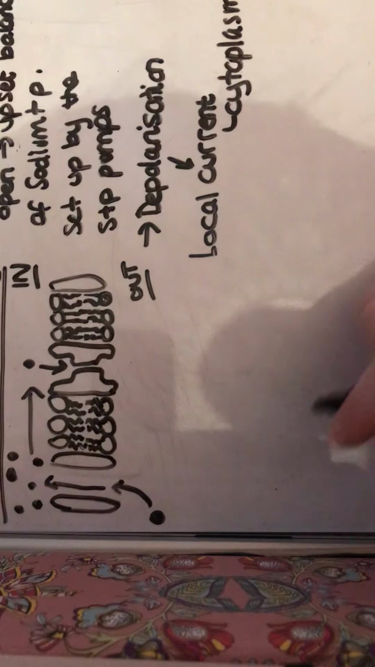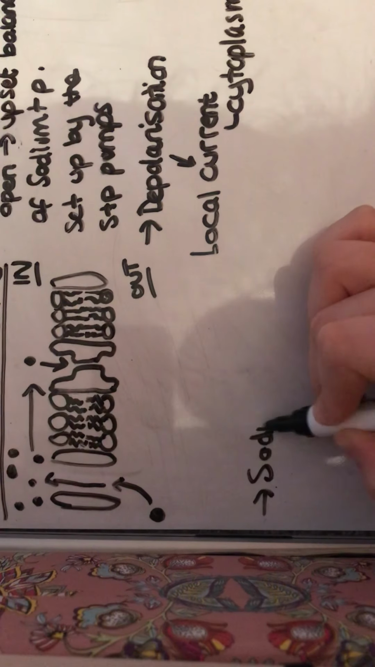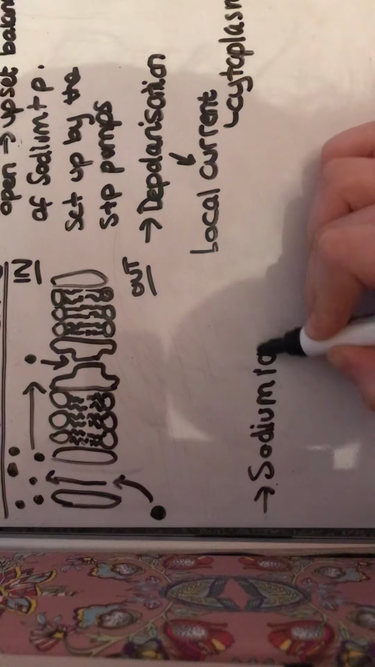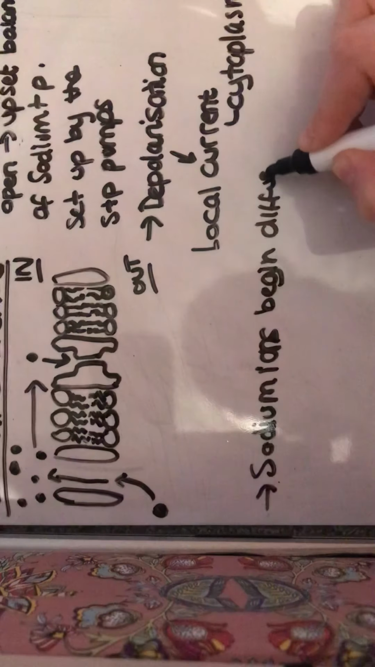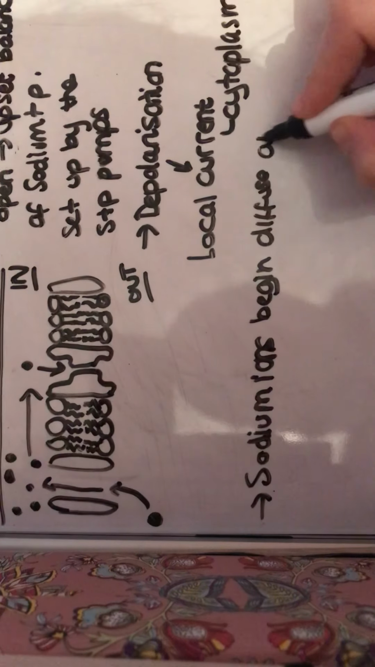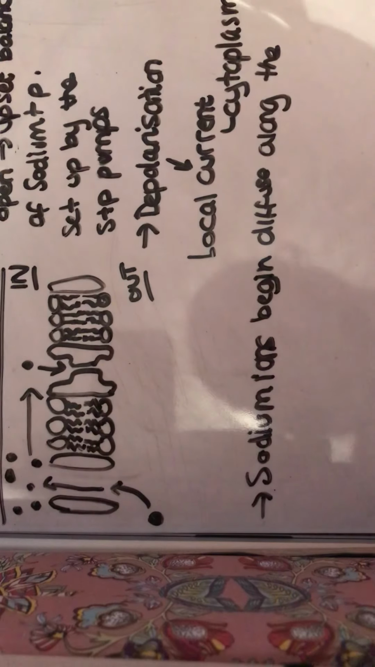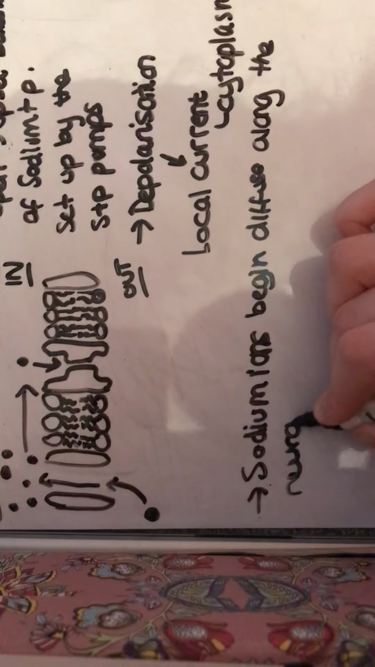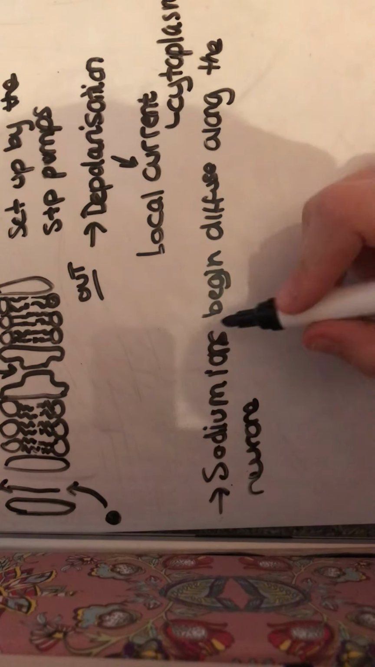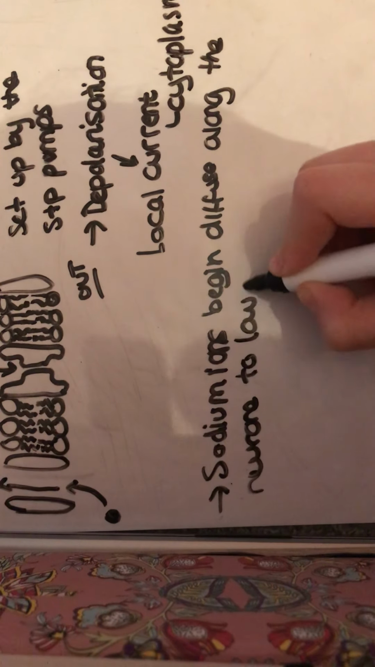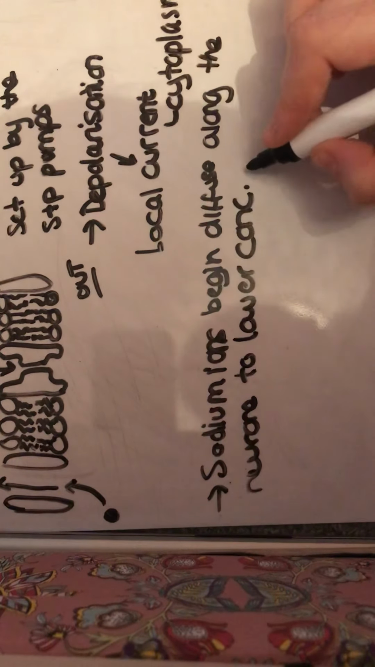So our sodium ions are going to begin to diffuse along the neuron towards areas of lower concentrations of sodium ions, because we've created a concentration gradient by opening just a select few of the sodium ion channels. So it's going to diffuse along the neuron to lower concentration because of the concentration gradient.